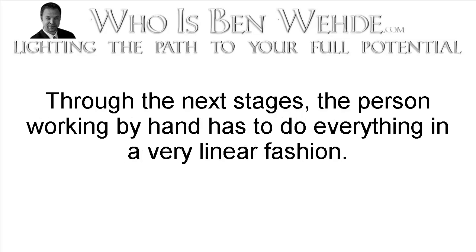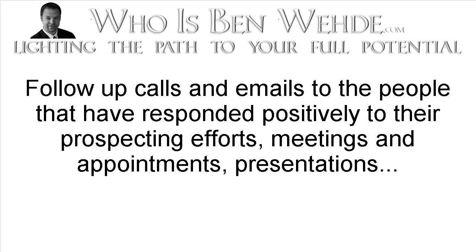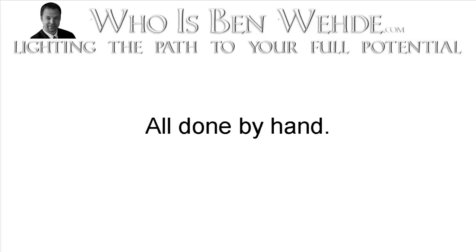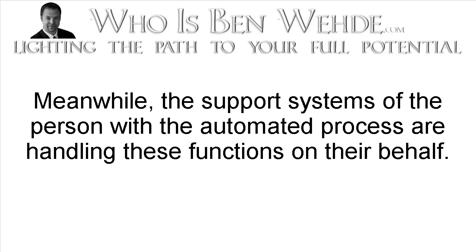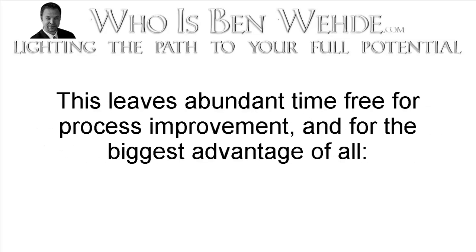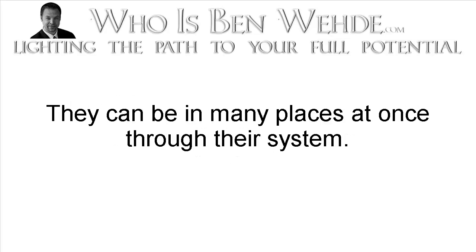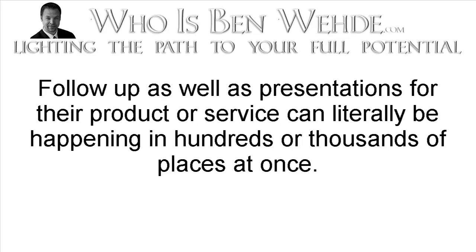Through the next stages, the person working by hand has to do everything in a very linear fashion. Follow-up calls and emails to the people that have responded positively to their prospecting efforts, meetings and appointments, presentations, all done by hand. Meanwhile, the support systems of the person with the automated process are handling these functions on their behalf. This leaves abundant time free for process improvement and for the biggest advantage of all. They can be in many places at once through their system. Follow-up as well as presentations for their product or service can literally be happening in hundreds or thousands of places at once.